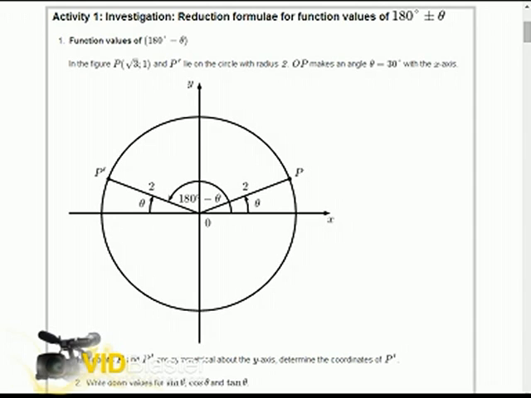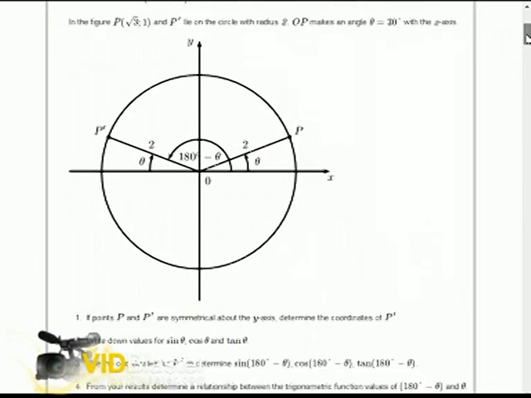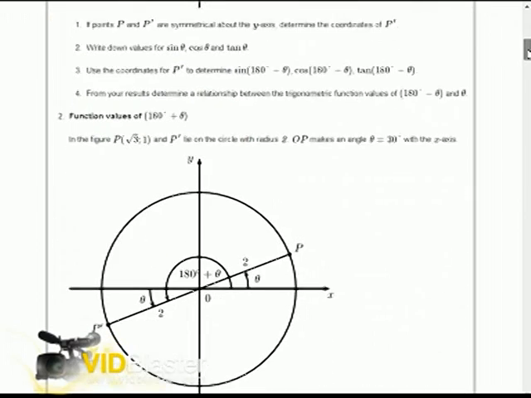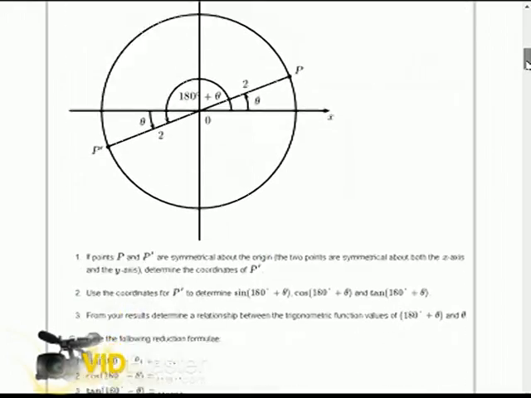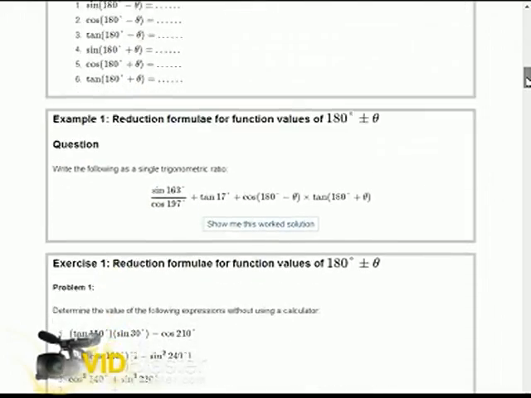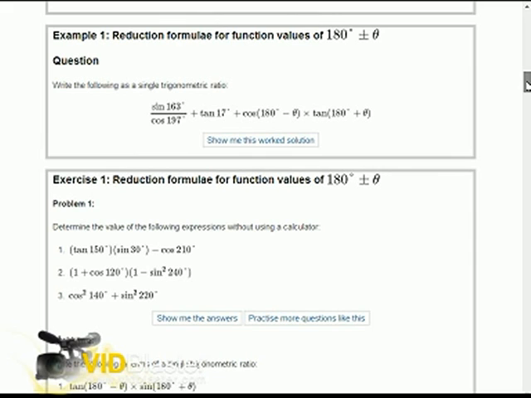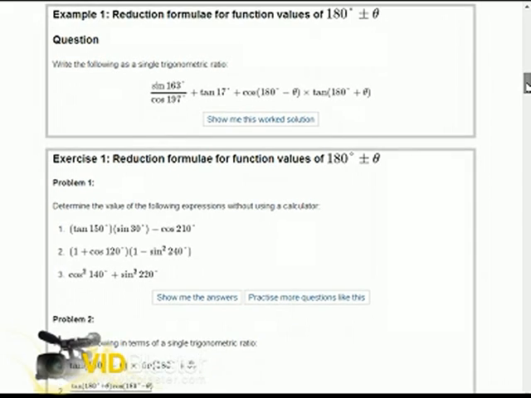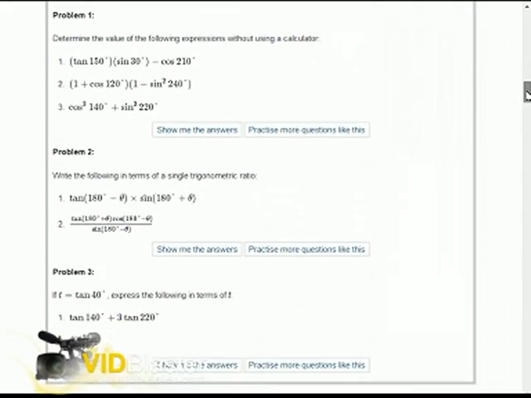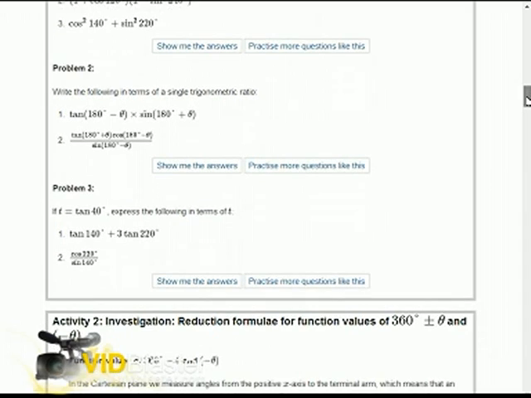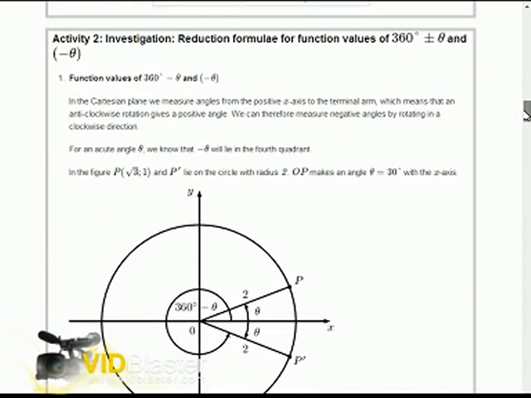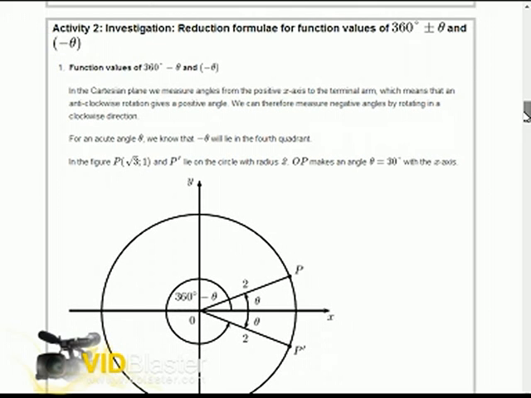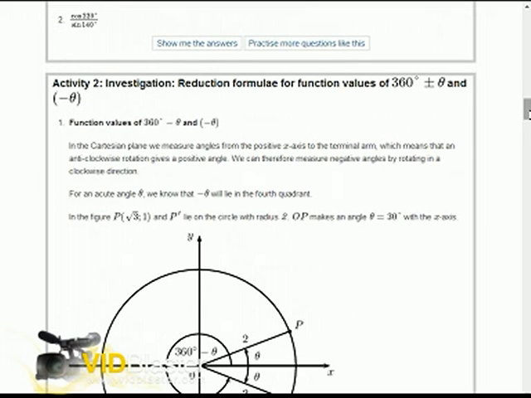And so if you scroll down, you'll see that it looks at 180 minus theta, it looks at 180 plus theta, and then it carries on and asks learners to find out. And then the rest of the page gives examples. It's more of a textbook, but that first part just gets learners to investigate the sign of a trig ratio depending on where it is in the Cartesian plane.